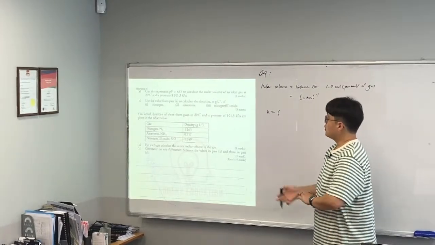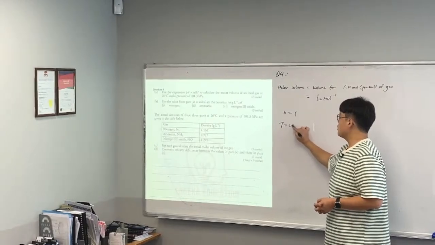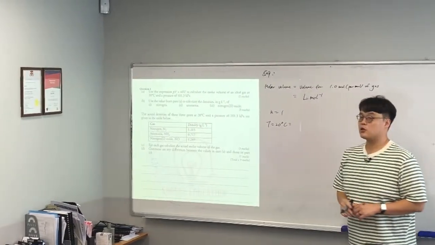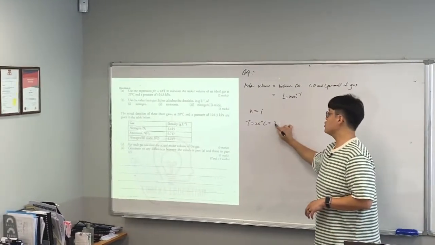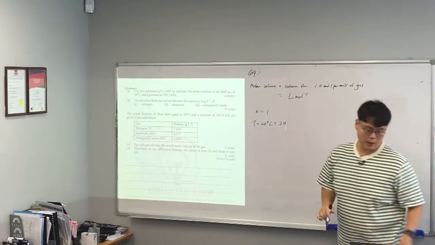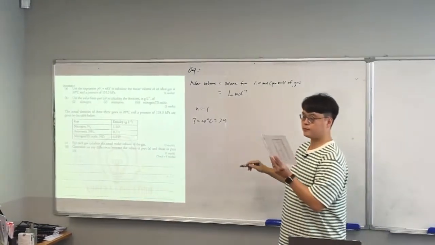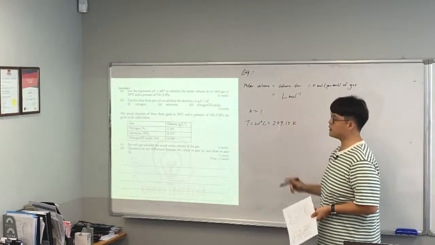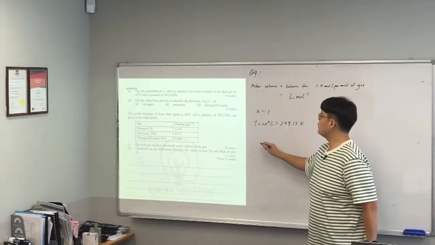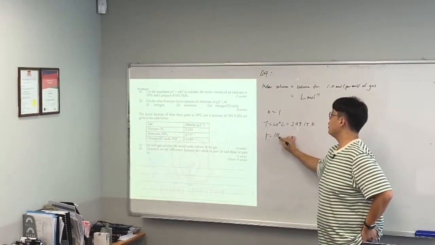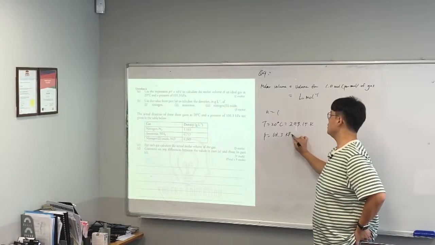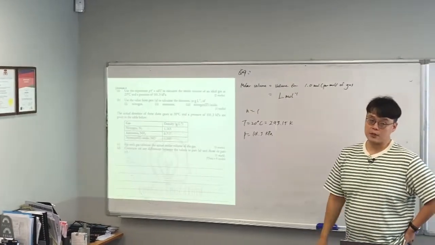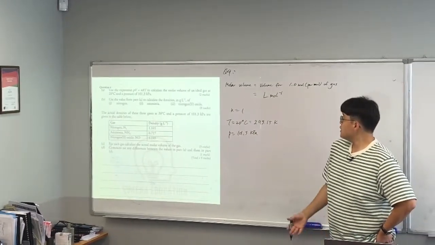And the rest, we're given that the temperature is 20 degrees Celsius, converted back into Kelvin, which is 293.15 Kelvin. That's for the temperature. Now for the pressure, that would be 101.3 kilopascal. That's basically 1 atmosphere. And the rest is something we have to find.